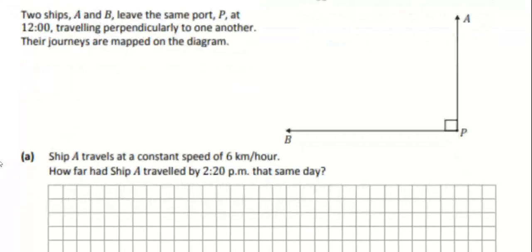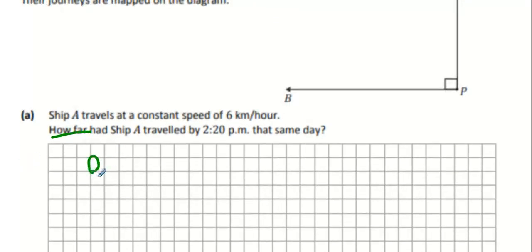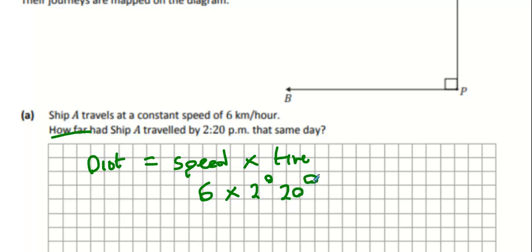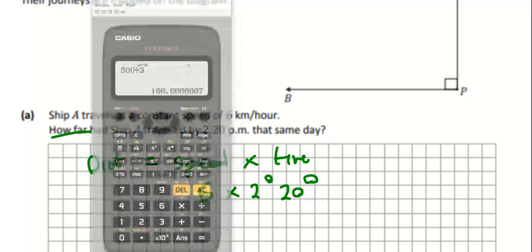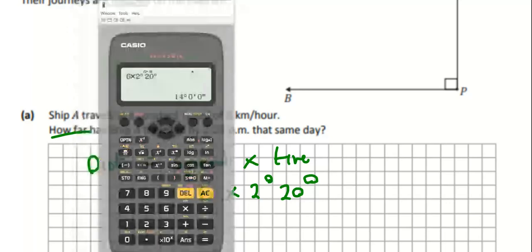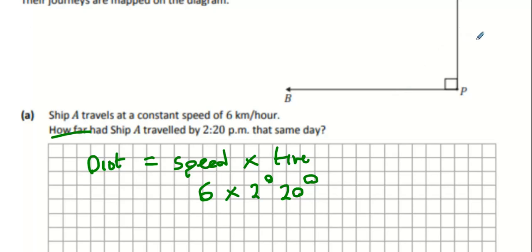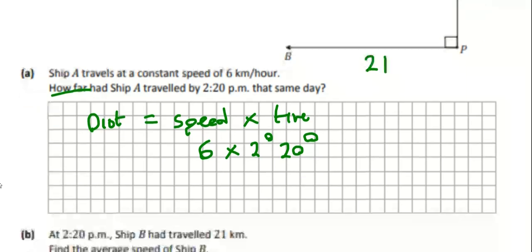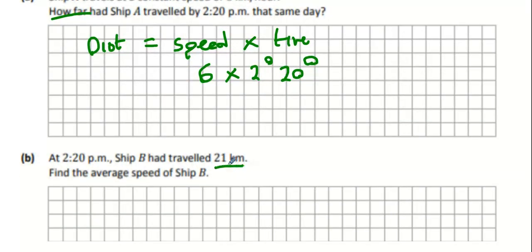All right, lads. How far means distance. Distance means speed multiplied by time. Speed is 6. Time is 2 hours and 20 minutes. Some of you pressed the wrong button. It has to be 6 multiplied by 2 hours, 20 minutes. 14 kilometers. Okay? You'll find in the next question that ship B travels 21.